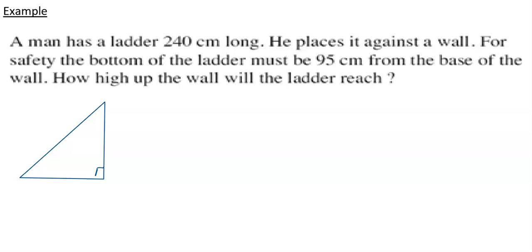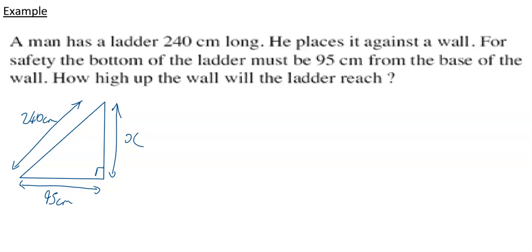And this is going to be the length of your ladder. So this is going to be 240 centimeters. This is the base of your ladder to your wall, if you can imagine. That's going to be 95 centimeters. And then what we want to find is this dimension, which is the height. So I'm going to label this x. So first of all, draw yourself a right angle triangle. Don't try and do it without drawing a diagram. Draw a diagram and then label your diagram so you can see what we're trying to find.